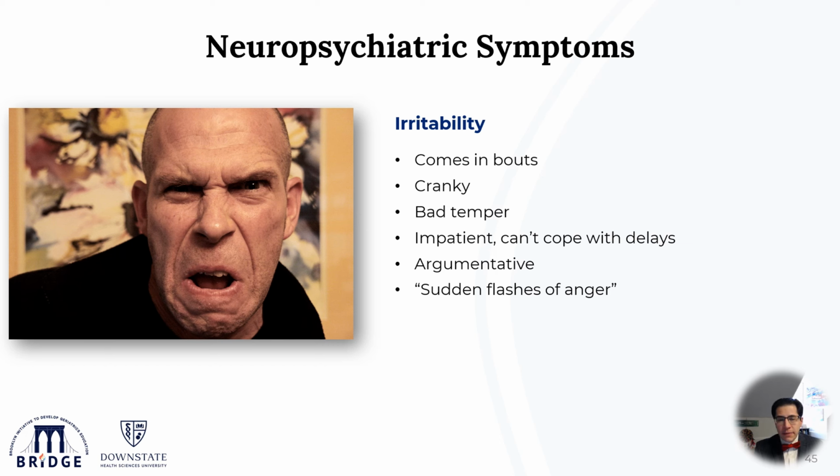Next is irritability. And when we talk about irritability, we're more focusing on their mood, their temper, rather than their behavior. With dementia, it can come in bouts. They can present as cranky and impatient, so they ask, for example, to be fed or to go outside, and the caregiver would say, "Wait a minute, I'll attend to your needs," and they get immediately upset and angry. They cannot cope with delays. It may present as sudden flashes of anger that go away quickly, but may be happening too often and quite burdensome to caregivers.